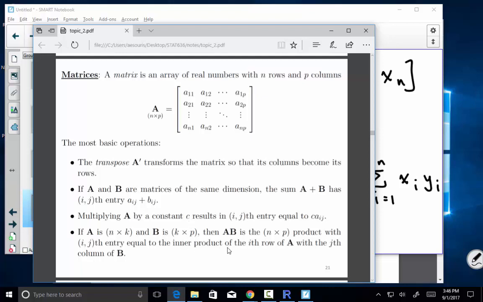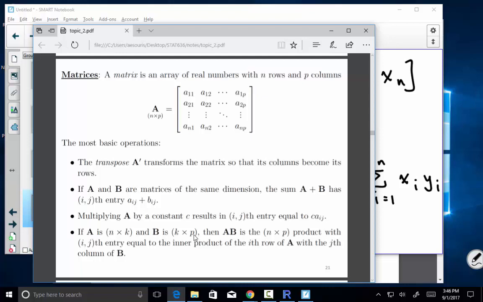Slightly more complicated is if we want to multiply two matrices. Again, I hope this is fresh for you. But if you have two matrices, A and B, there is a defined operation called the matrix product, A times B. The main thing to be aware of when you're doing matrix multiplication is that the dimensionalities have to match up just right. If A is n by k, that's n rows, k columns, and B is k by p, that's k rows and p columns, that's where you're able to do the matrix multiplication.